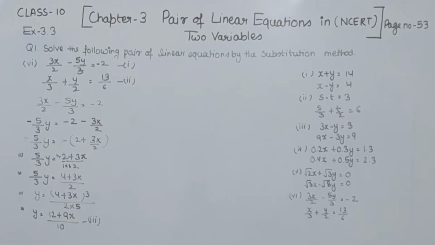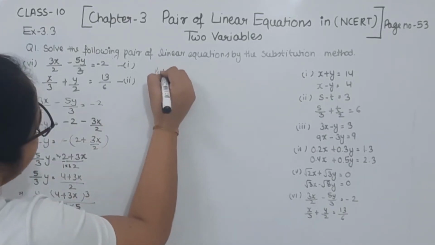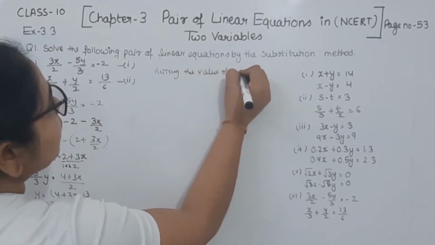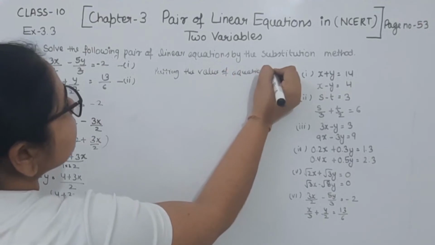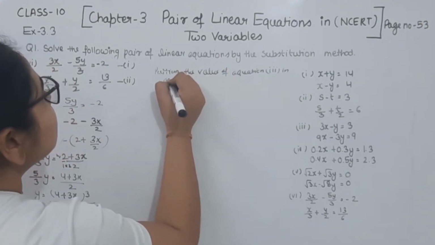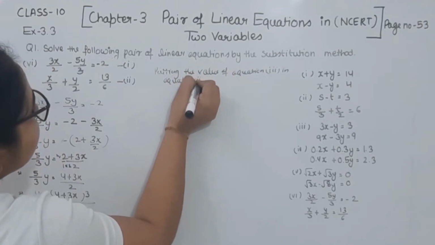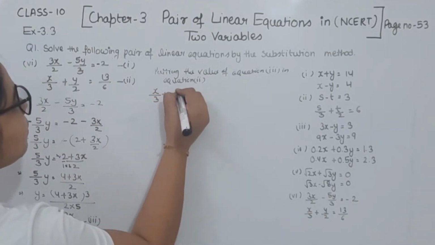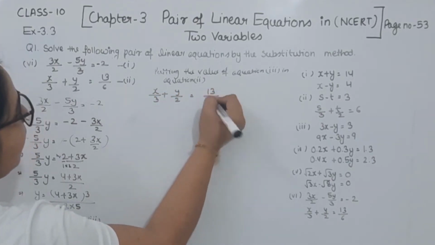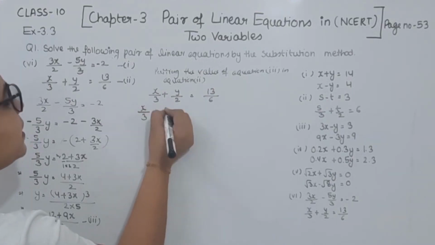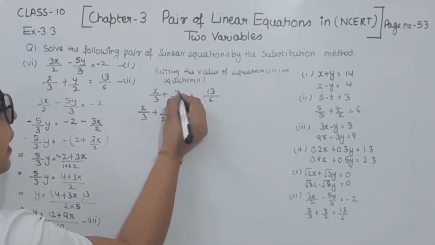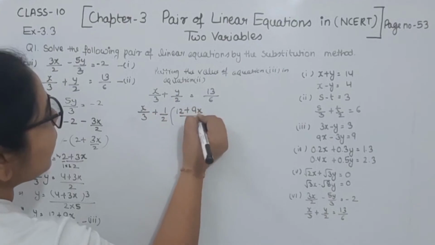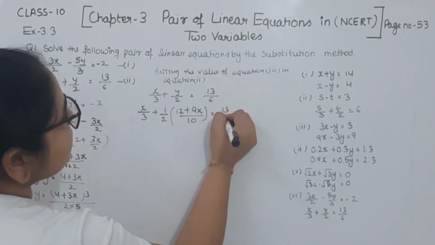Now we are going to put this one in the equation number 2. So equation number 2, we are going to write here, putting the value of equation 3 in equation 2. So the equation number 2 we are having is x by 3 plus y by 2 is equal to 13 by 6. So I am going to write here x by 3 plus 1 by 2. We have to multiply this y here, and the value of y we are having is 12 plus 9x by 10, and this one we are having as equal to 13 by 6.